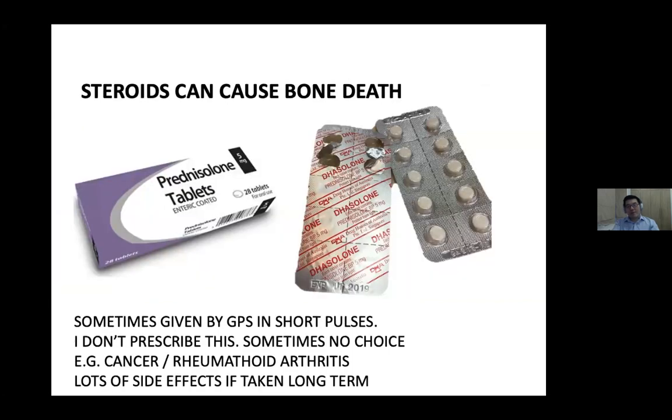Steroids can also cause bone death. Sometimes it can be given by GPs to control certain things, let's say, for example, exacerbation of asthma, or maybe even joint pain. I try not to prescribe it because taking too much of this can sometimes lead on to this. But sometimes there's also no choice for certain medical conditions, let's say, for example, the use of it in cancer chemotherapy, or rheumatoid arthritis.